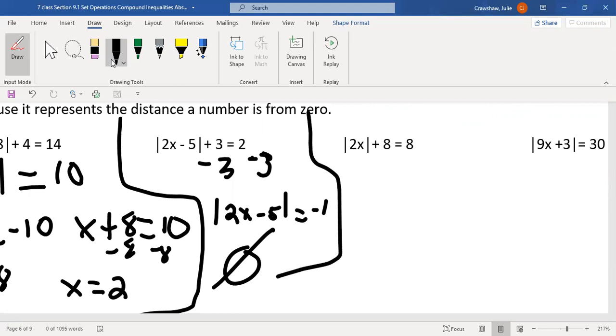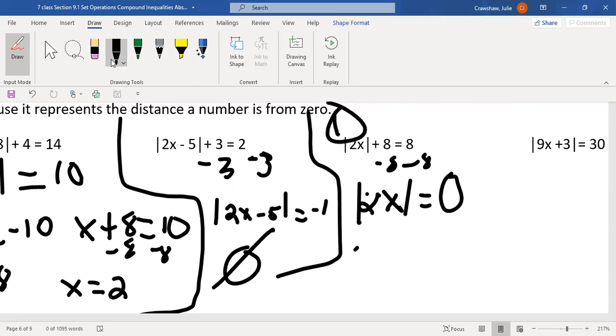Now my last problem, I'm going to subtract 8, and I get the absolute value of 2x equals 0. Because it equals 0, that tells me I'm only going to have one solution, and I'm just simply going to get rid of the bars and solve that one equation.